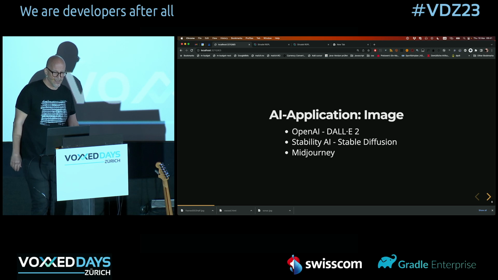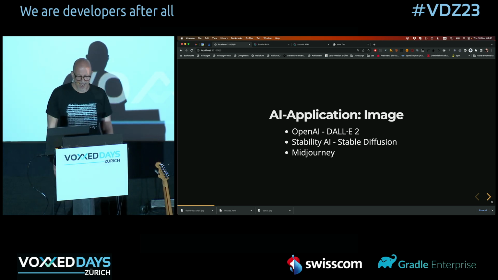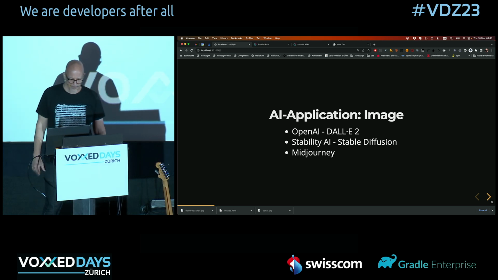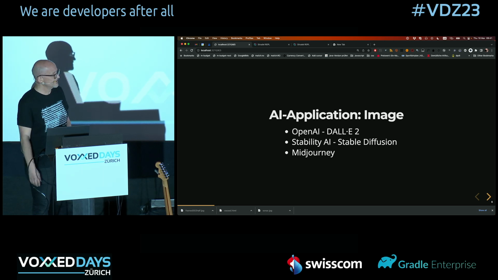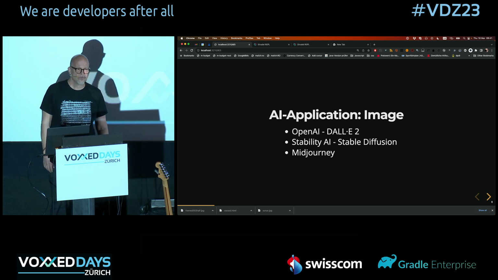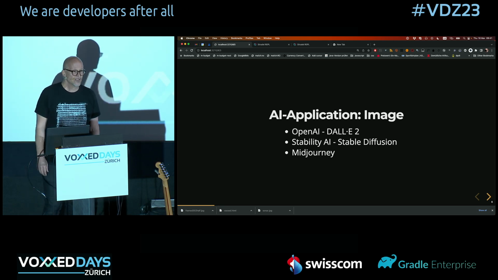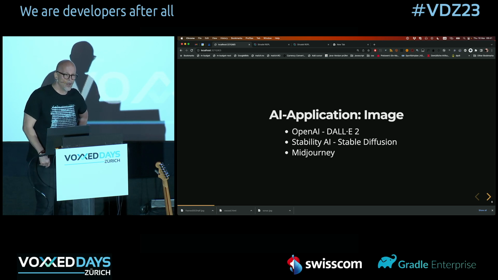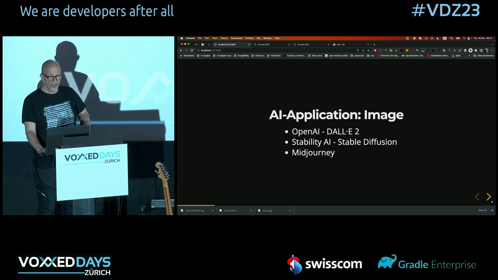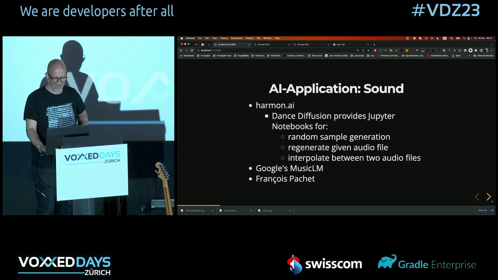In the image realm, again, OpenAI was one of the earliest starters with DALL-E 2. There's Stability AI that released Stable Diffusion, and actually as an open source project with a few commercial spin-offs. And then there's Midjourney, which is an entirely commercial undertaking.